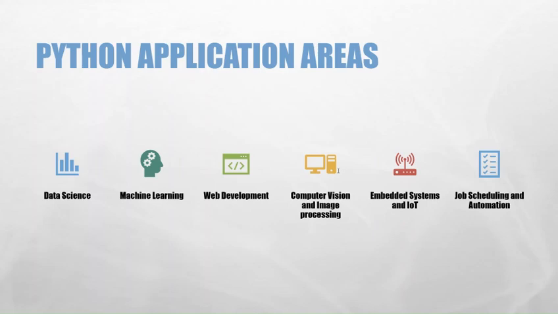First is data science. Python has become a go-to language for data science due to its simplicity and powerful libraries. Whether you are working with data analysis, visualization, or big data, Python has tools like Pandas, NumPy, Matplotlib, and Seaborn to make data manipulation and visualizations seamless. Python's popularity in data science is also fueled by its extensive ecosystem, making it easier for data scientists to extract insights from data and make data driven decisions.